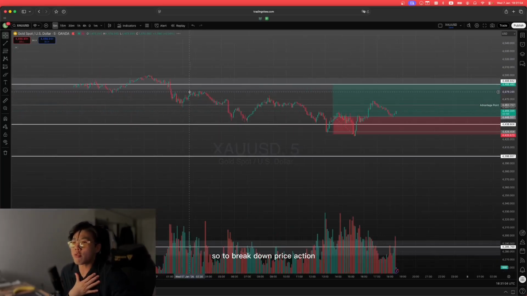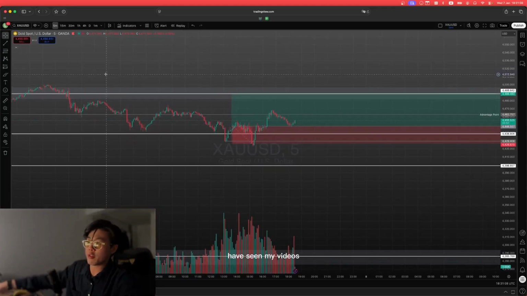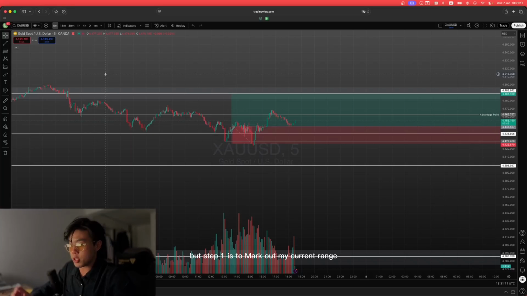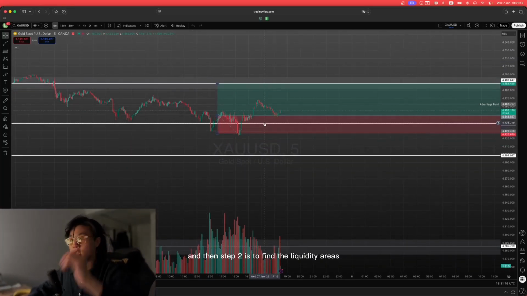So to break down price action, I have a 4-point checklist. Those who have been following me, have seen my videos, would know what my 4-point checklist is. But step 1 is to mark out my current range, which we have done here. And then step 2 is to find the liquidity areas, which we did.